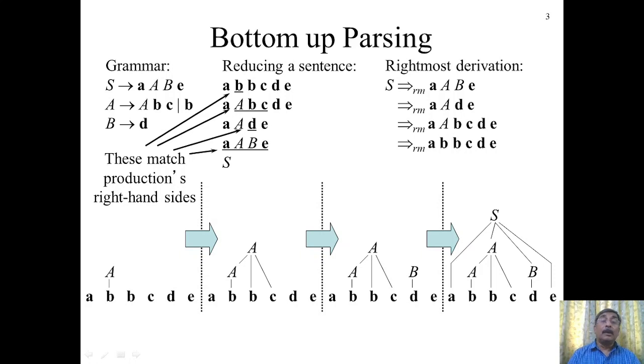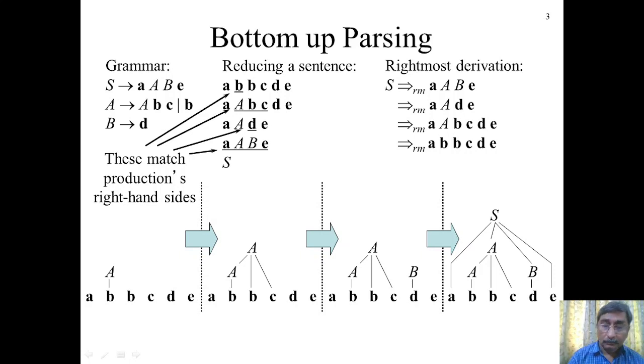Now once I am here, what is the next thing that I am doing? I am replacing this capital A, capital B, capital C by a capital A. So exactly that's what I have done. I have created a parent, the node capital A, and it has three children, capital A, capital B, capital C. Now what is my sentential form? This small a, this capital A, this small d, this small e.